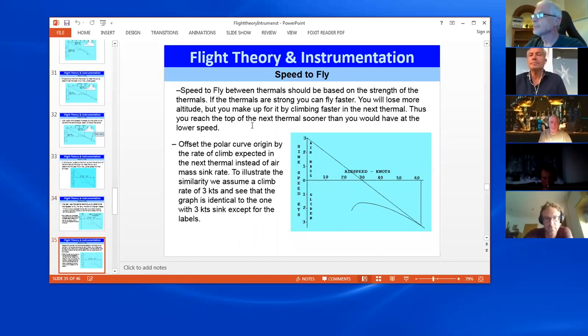Conversely, it's the same thing again. It's just explaining: offset the polar curve by the rate of climb expected, and whatever headwind you're flying into.